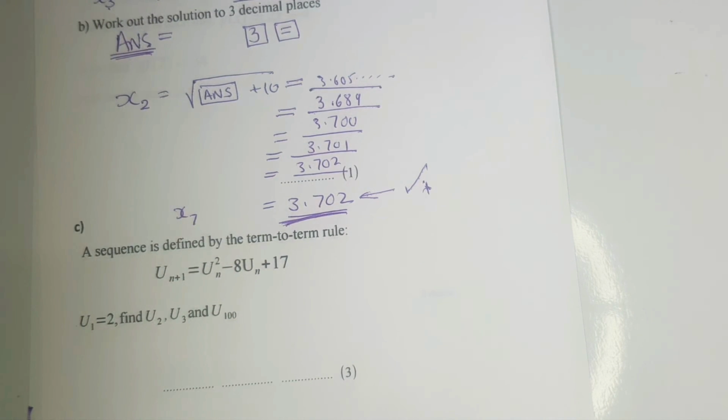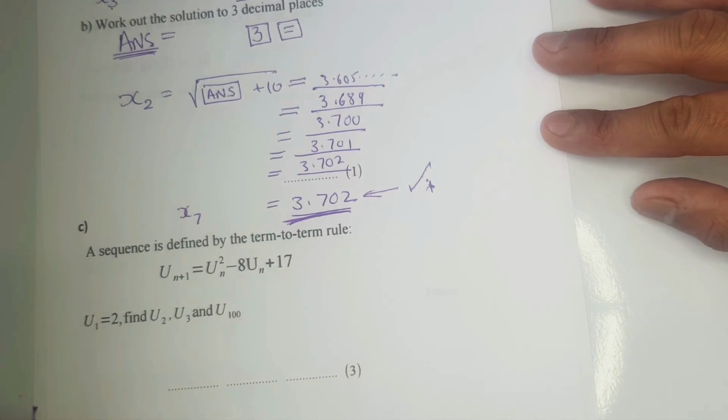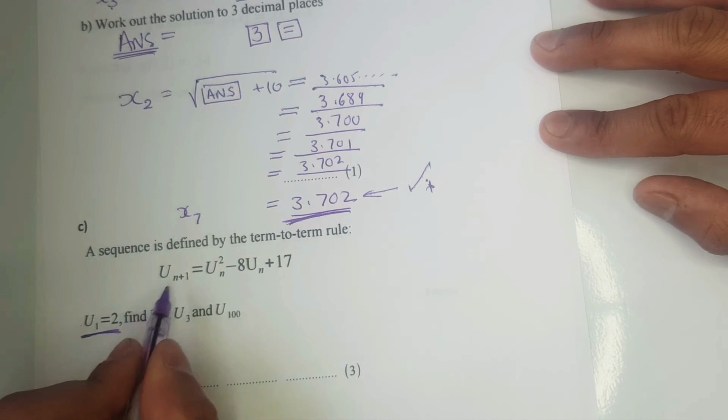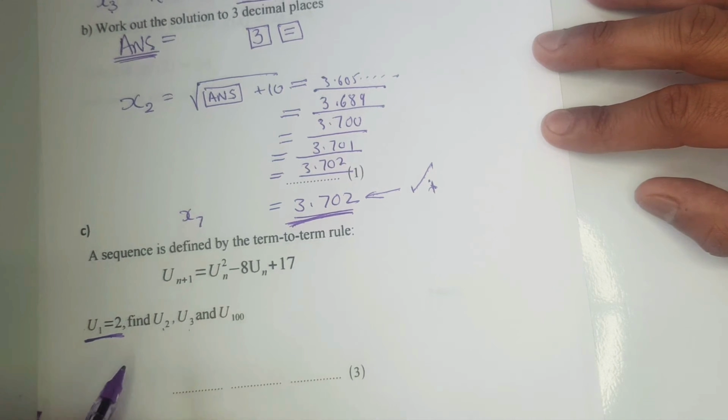Question C. A sequence is defined by the term-to-term rule u(n+1) equals un squared minus 8un plus 17. Again, it sounds really complicated, but it's exactly the same thing. All you're going to do is use your calculator again. You've been given the first value for u, which is 2. You're going to work out what u2 is, u3 is, and u100.